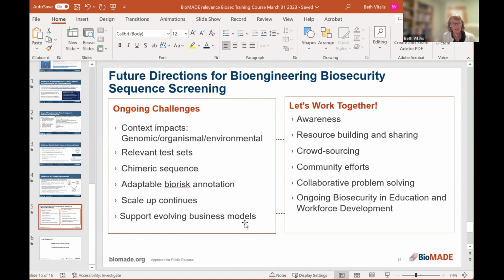So there's context impacts, and we saw that in some of the examples. And actually Kevin mentioned one too, where there's a sequence in a pathogen that is known to contribute to virulence, but you take that sequence into a benign E. coli or Saccharomyces, well, the entire virulence pathway is not intact, and so it's not harmful. But the only way that we can determine that is by doing some research.